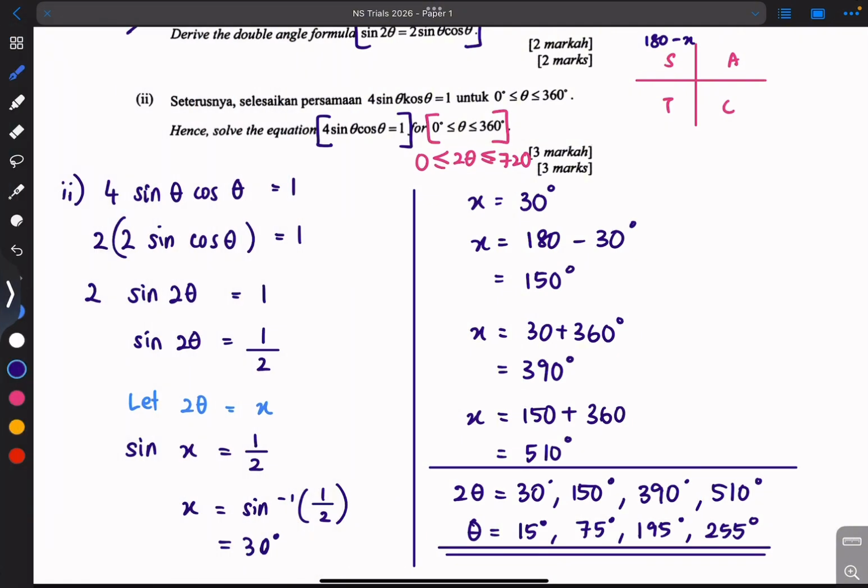Okay, so we check back. Our theta, they said, must be between 0 and 360. Our theta is within 0 to 360, because when you divide by 2, you will get the proper values, within 360. Only for 2 theta, your range goes until 720. So for theta, we come back to 360. So this will be our answer. Done.